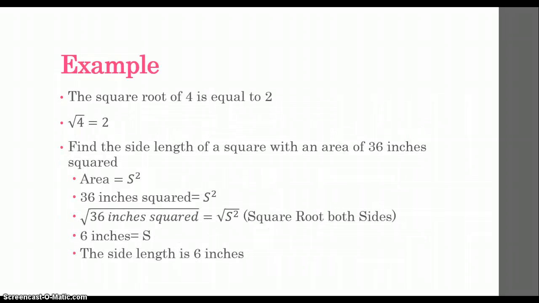So here are some examples. The verbal is the square root of 4 is equal to 2, and the symbolic is below it. So here's the example of finding the length of a square with an area of 36 inches squared.